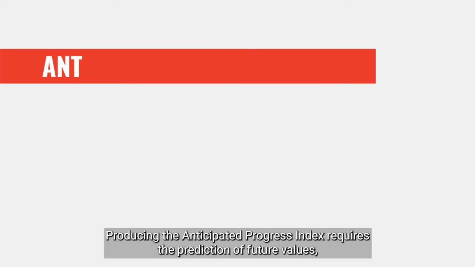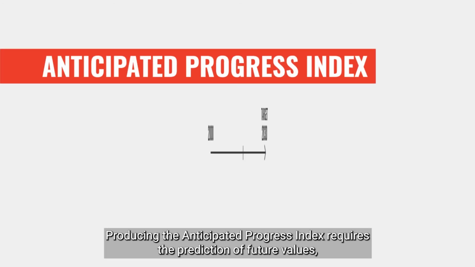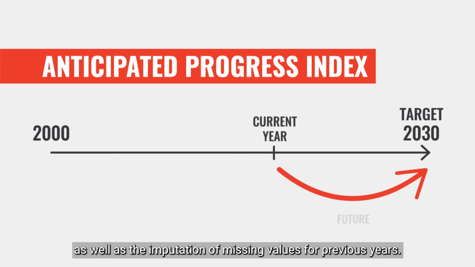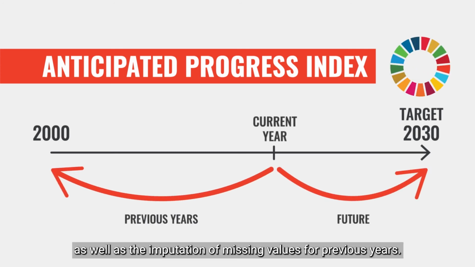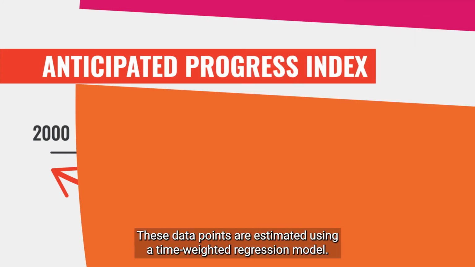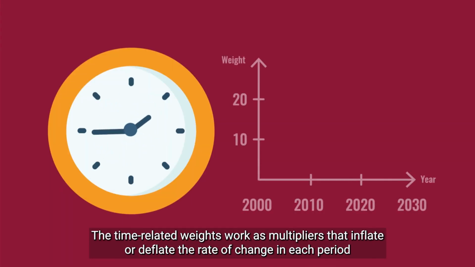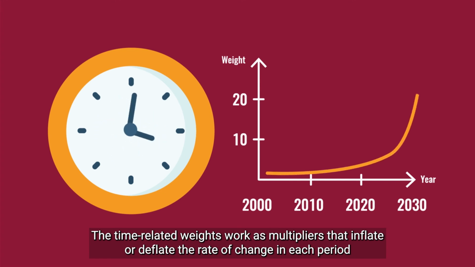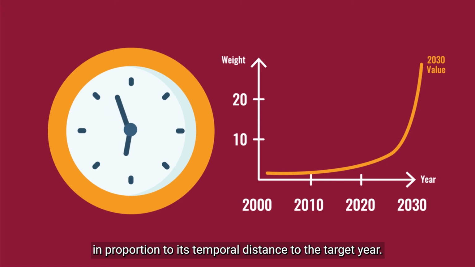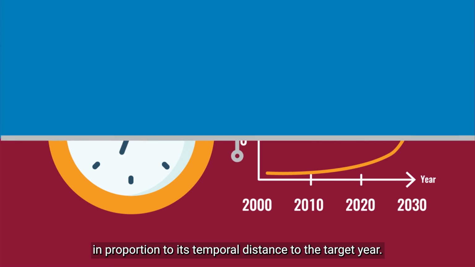Producing the Anticipated Progress Index requires the prediction of future values as well as the imputation of missing values for previous years. These data points are estimated using a time-weighted regression model. The time-related weights work as multipliers that inflate or deflate the rate of change in each period in proportion to its temporal distance to the target year.